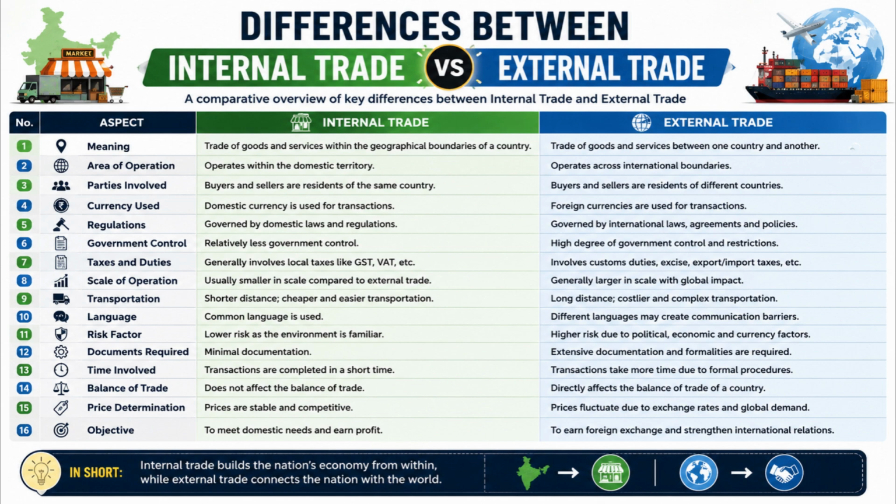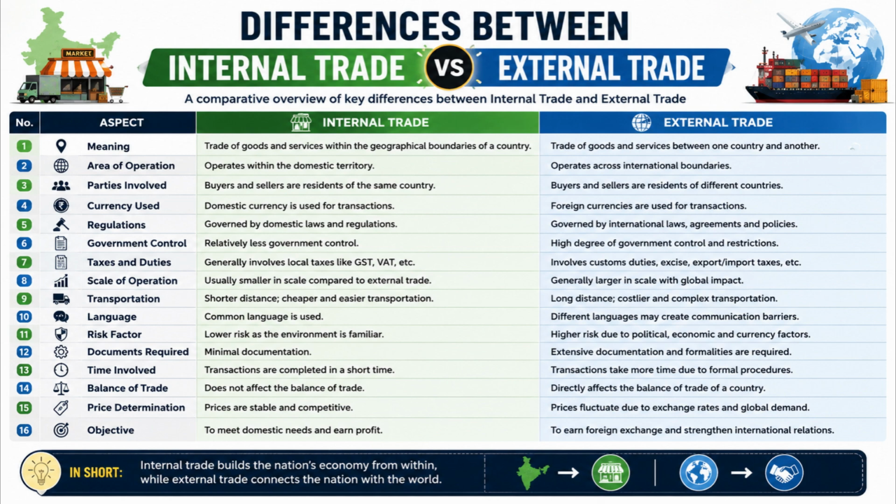Number 3. In internal trade, buyers and sellers belong to the same country, whereas in external trade, buyers and sellers belong to different countries. Number 4. Internal trade uses the domestic currency for transactions, whereas external trade often involves foreign currencies.